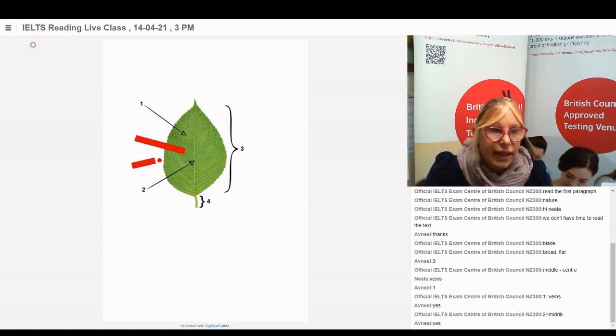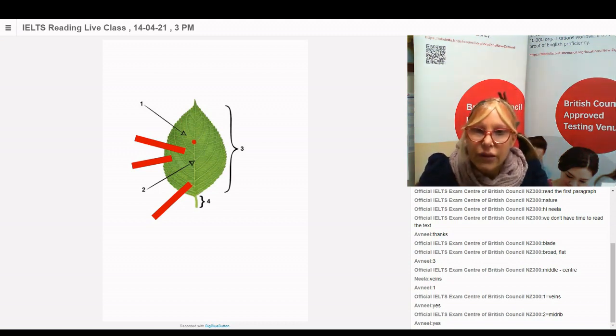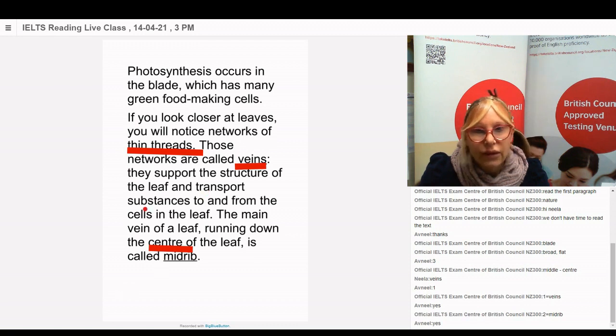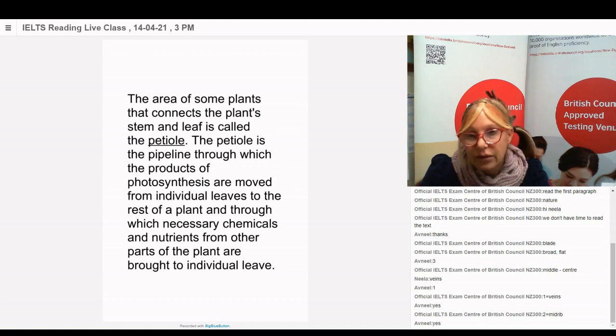So yes, number 1 is veins, and number 2 is midrib. The reason for that is the line down the middle, which is called the main vein of a leaf, and it's been given the name midrib. They use the word center of the leaf, and as you can see, the center is there. Okay, so that's a fairly simple diagram that you can maybe expect in a reading test, but sometimes they are more difficult.